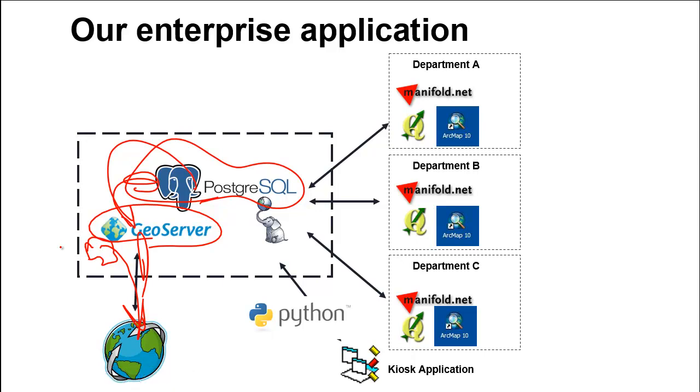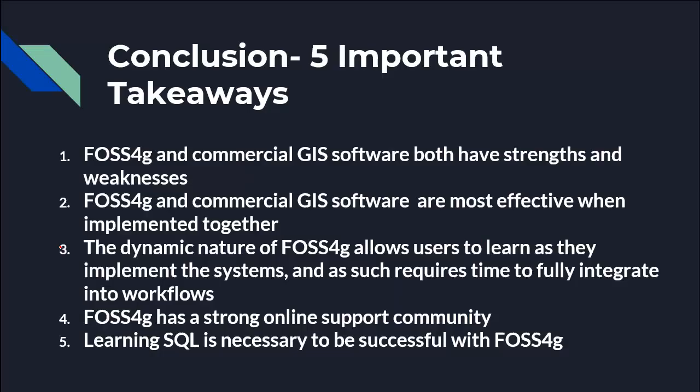And in this case, the students have to do the Geoserver part of the class in about 2 weeks. And some of the things that they learned through this whole process is that FOSS4G and commercial software both have strengths and weaknesses. And there were certainly times people were getting frustrated with the software. It didn't do exactly what they wanted. But we also found that they're really effective when they're implemented together.